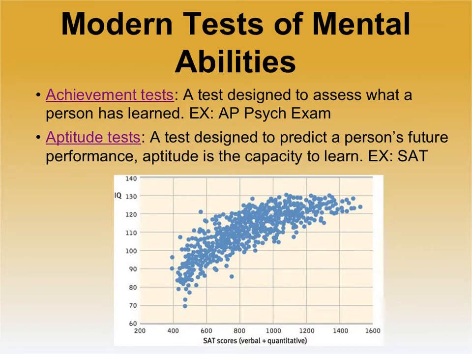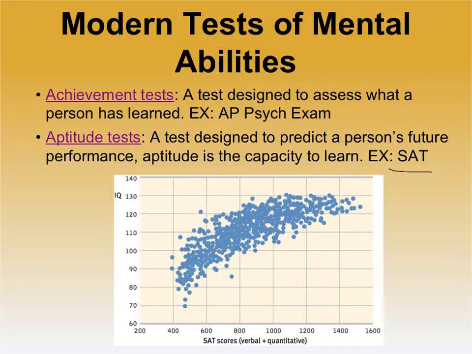First off, let's just separate two very different types of tests. Intelligence tests are examples of aptitude tests. They're tests that are designed to predict your future performance, your ability to learn, your ability to manage things. So an intelligence test is an example of that. The SAT is an example of that.